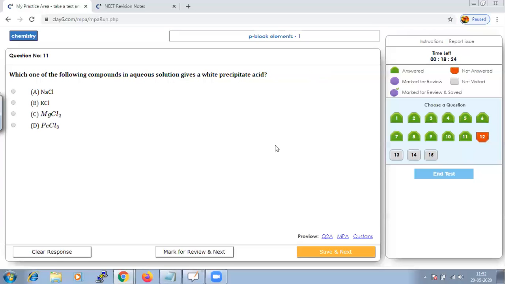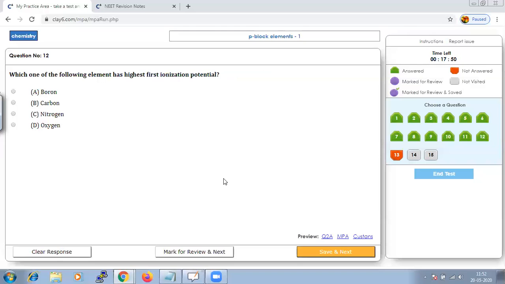Which of the following compounds in aqueous solution will give a white precipitate with acid? Among the given options, you can see that K plus is larger among all the given options, and that will react with ClO4 minus in order to give a white precipitate. In order to give a white precipitate, our option B should be the right answer. Let us save that and go to next.